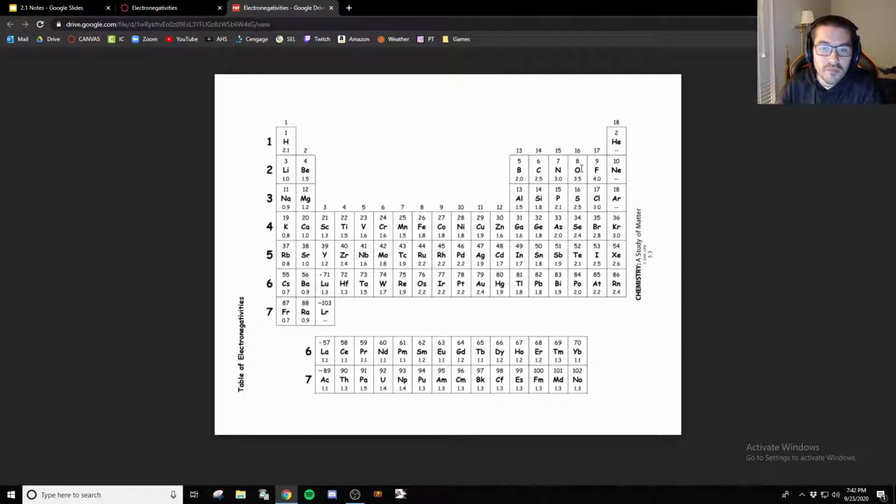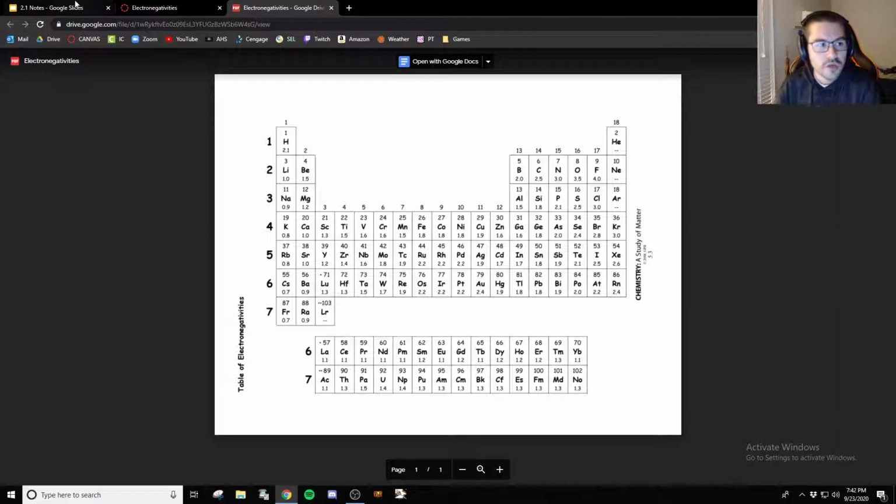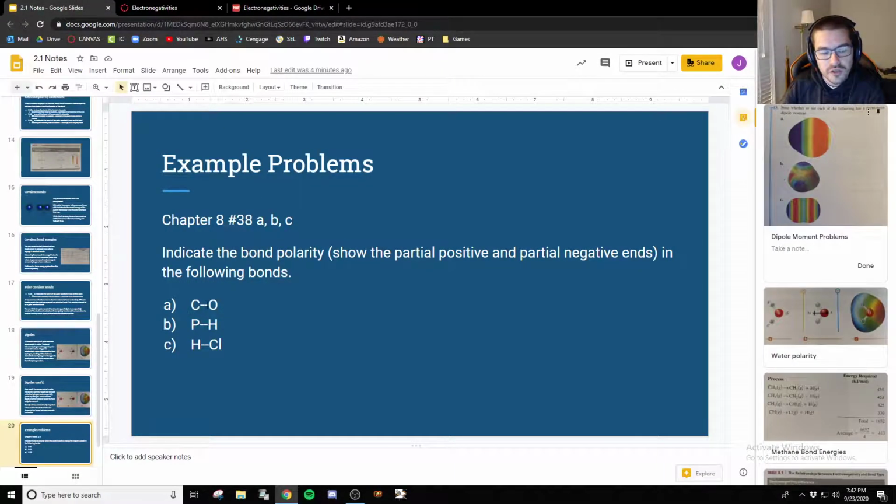The way that you can assign the partial positive and partial negative is by looking at which element has the higher electronegativity. Oxygen is more electronegative, meaning it pulls harder on the electrons. Electrons are negatively charged, so in this bond between carbon and oxygen, the electrons that make up this bond are going to spend more time with the oxygen, because it is more electronegative. So the partial negative region of this bond would be on the oxygen side. The partial positive region would be on the carbon side. And we're just going to be applying that exact same principle to parts B and C.